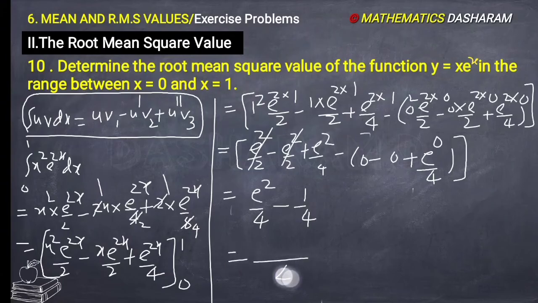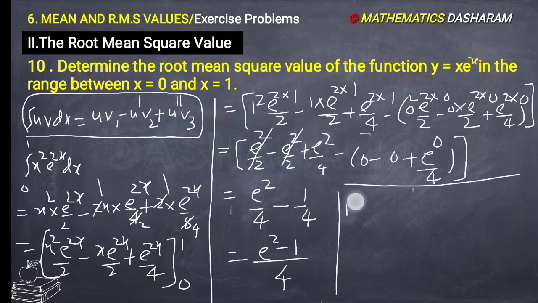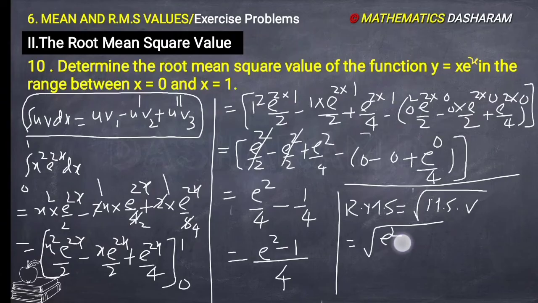Now the LCM is 4, e square minus 1. Therefore our required answer RMS, that is square root of MSV value. So square root of e square minus 1 by 4. So it is square root of e square minus 1 by 2. This is our required answer.